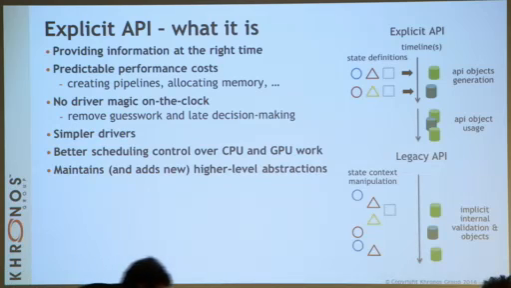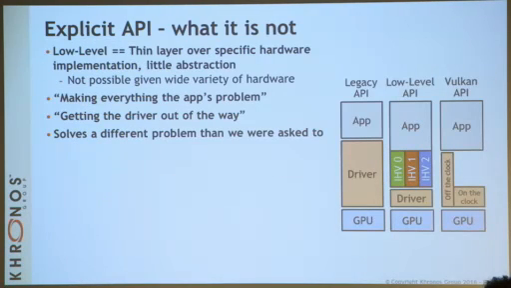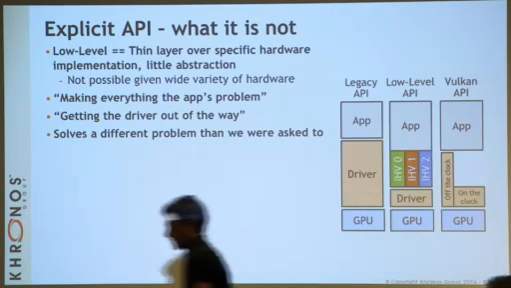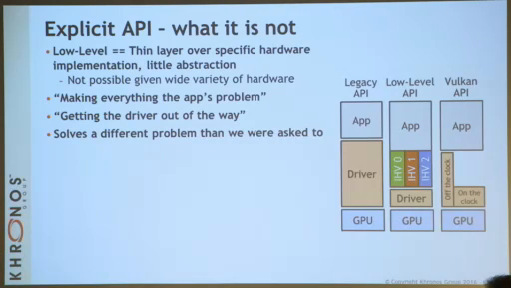And we do this not really by making a low-level API or a thin API. We do it by maintaining higher-level abstractions. And this is in contrast to a truly low-level API, which to me means a thin layer over a specific hardware implementation with little abstraction. And that really wouldn't be possible given the wide variety of hardware that Khronos supports. If we had a truly low-level API, applications would be forced to code IHV-specific code paths, and that's not something we wanted. That was an anti-goal for us. So Vulkan tries to be thin for the work that happens on the clock primarily.